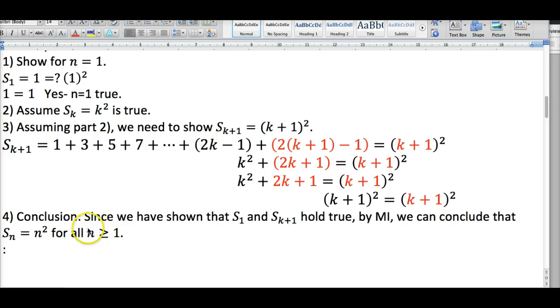And when we talk about n, it is going to be a positive integer, and so that's what we're looking at. So once again, in summary, we have n equal to 1. S sub k is equal to k squared is true. Then we assume that, and then we need to show that the next term case holds true for both sides. We verify with some algebra, and then we write our conclusion.